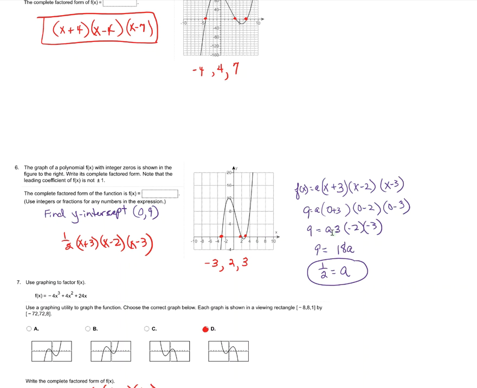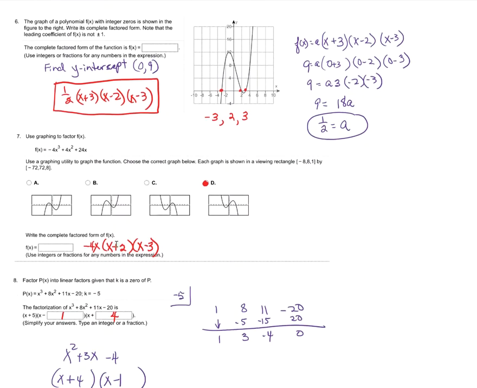So now we have a times 3 times -2 times -3. And that becomes 9 is equal to 18a. Divide by the 18 on the other side, and you get 1/2 equals a. So your final answer would be the 1/2 times those. And so that would be what's going to go in your box up top.